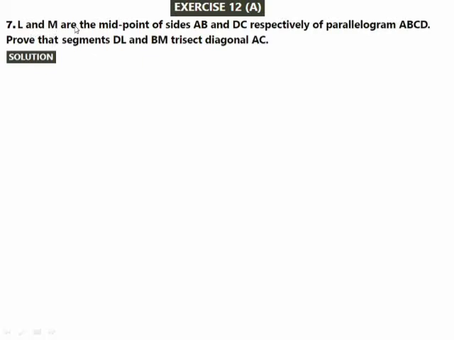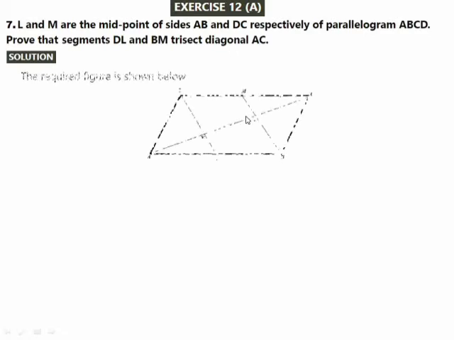L and M are the midpoints of the sides AB and DC respectively of a parallelogram ABCD. Let's see the meaning of this. There's a parallelogram given to you, ABCD. It is said that L and M are the midpoints of AB and DC. AB is this one, so L is the midpoint of AB, and M is the midpoint of side DC.